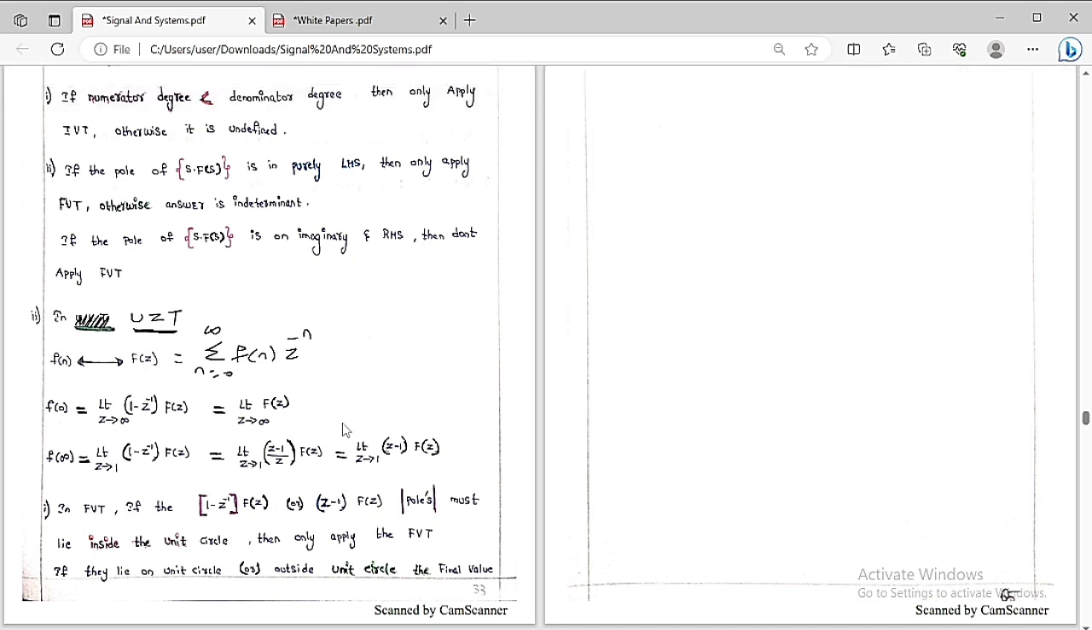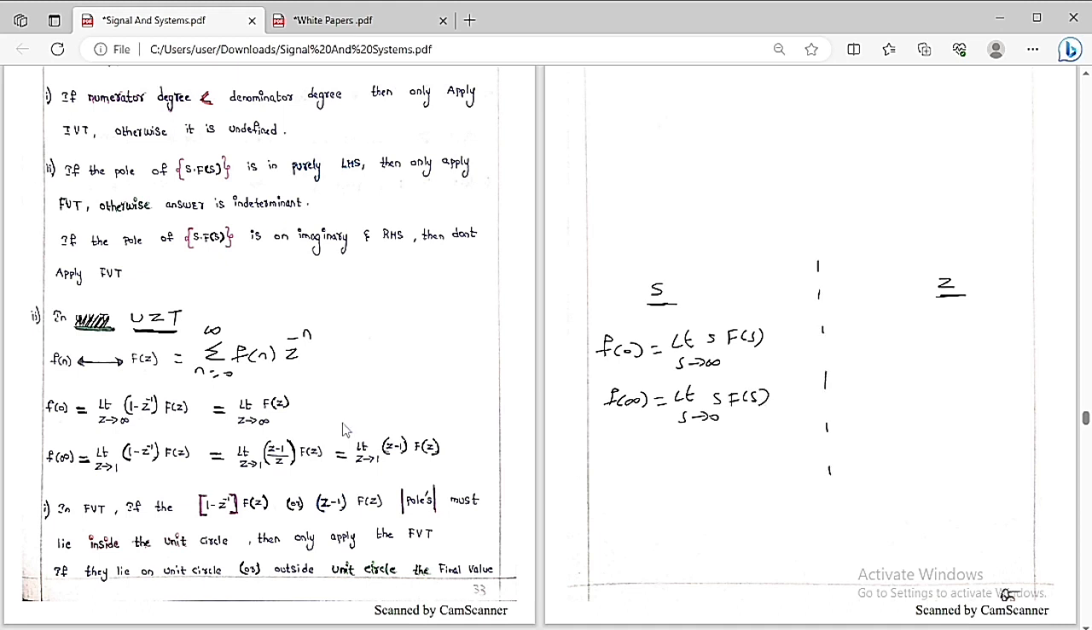You have to remember these formulas. This formula is very, very important. In the case of the S domain, f of 0 is equal to limit s tends to infinity of s into F of s. And f of infinity is equal to limit s tends to 0 of s into F of s.